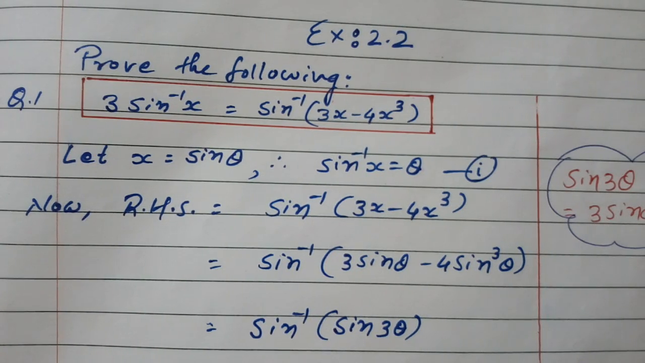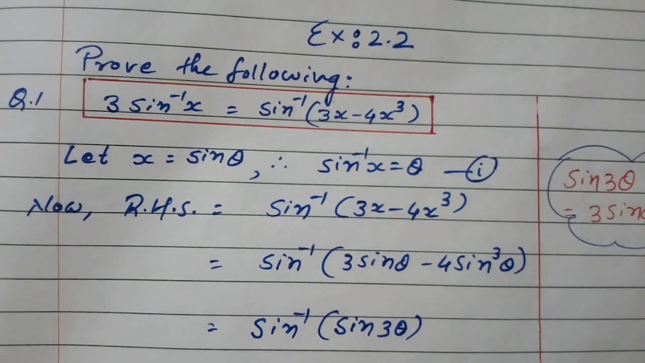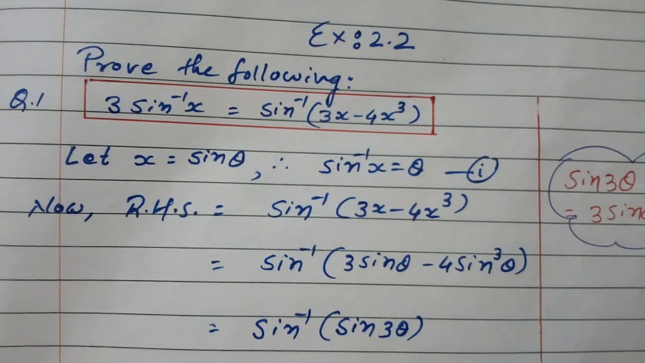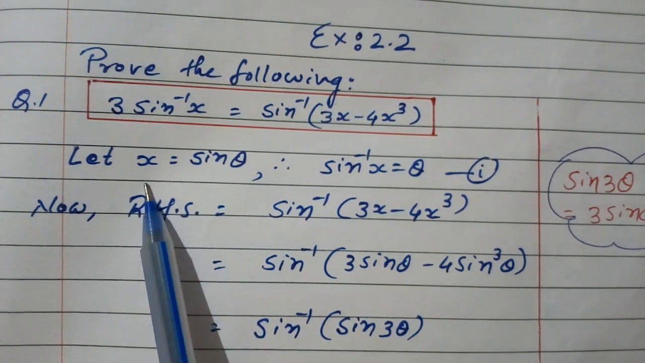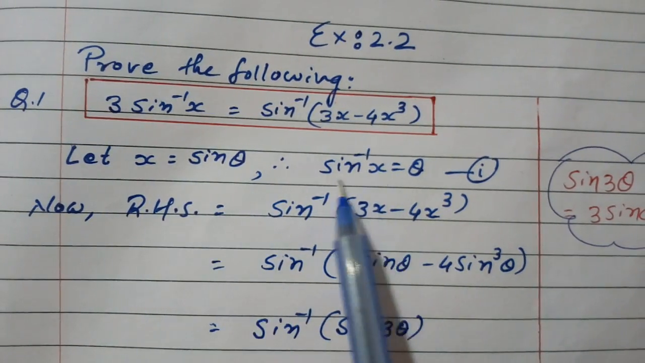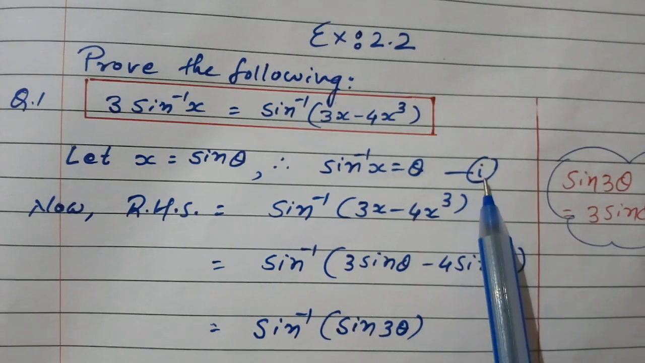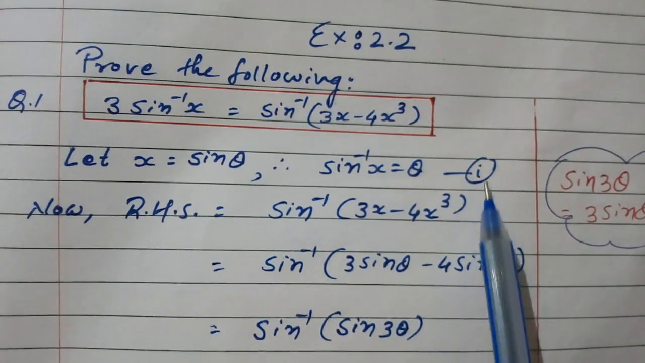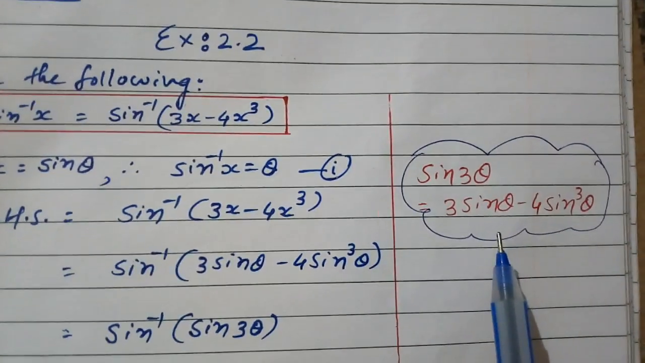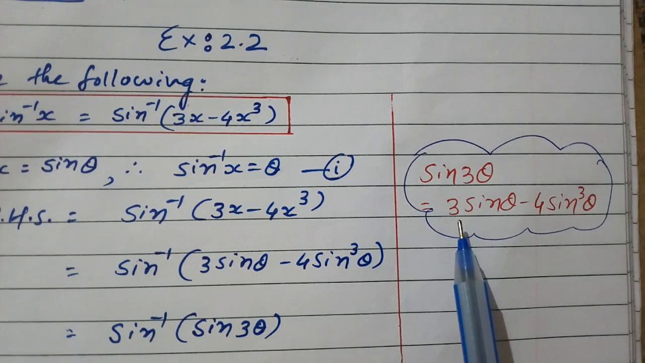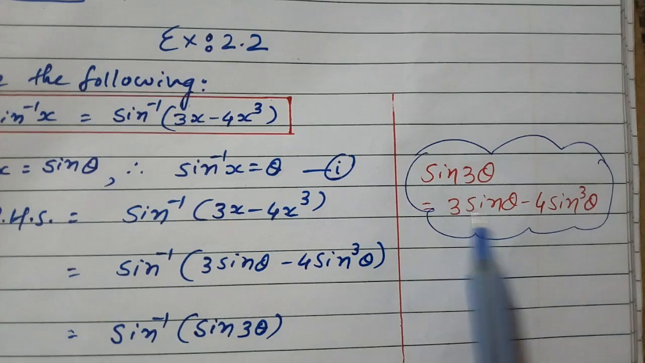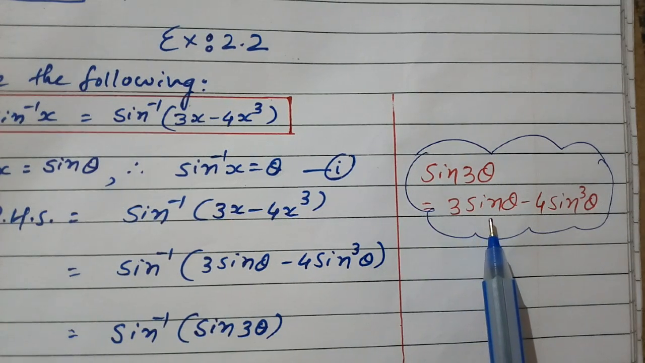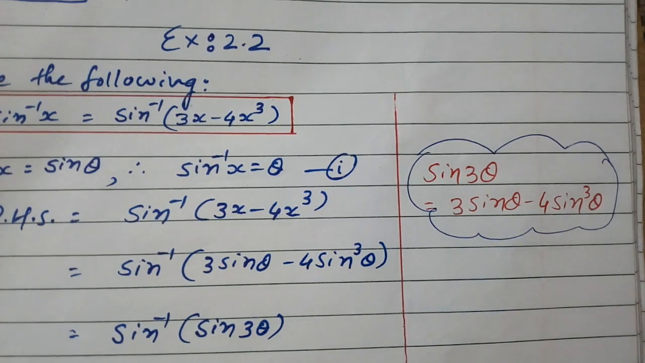Here we are assuming sin theta instead of x. Instead of x we have put sin theta. Therefore, first step, you can see sin theta is equal to x, so sin inverse x equal to theta. That is result number 1. Here we will use an identity: sin 3 theta is equal to 3 sin theta minus 4 sin cube theta. It is an important property we have used in standard 10.